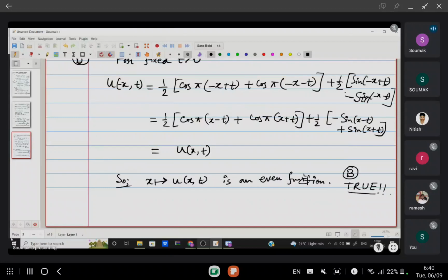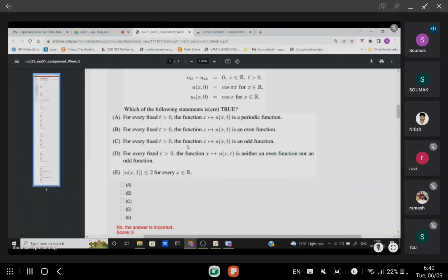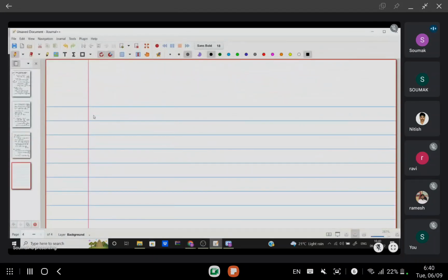Up to this, any question? No, sir. Then I will move to option C. C says that for every fixed t, the function x goes to u(x,t) is an odd function. So it is not true, because you already checked that u(-x,t) equals u(x,t). If our function were odd, then f(-x) would equal -f(x), but here u(-x,t) is equal to u(x,t), already even. So option C is false directly. Let me move to the next page. So option C is false.